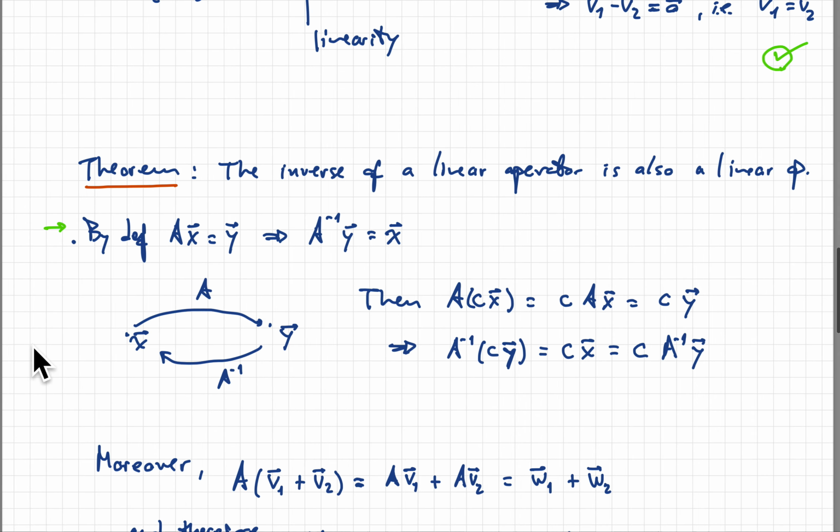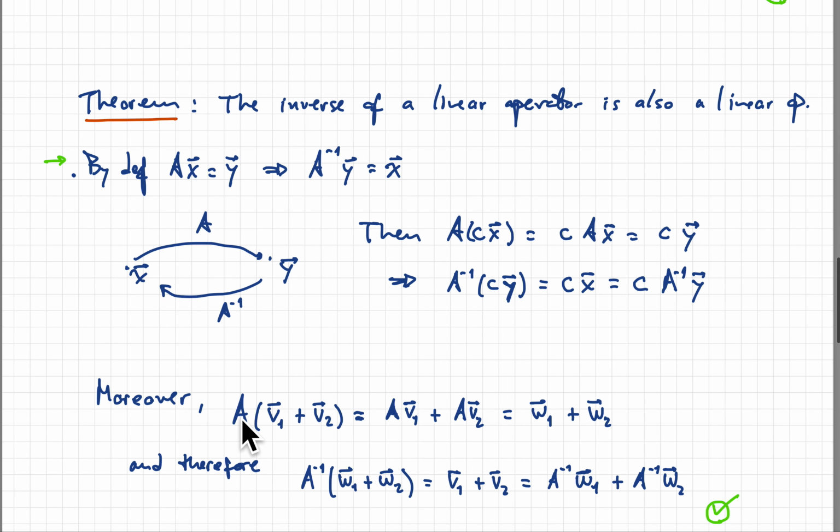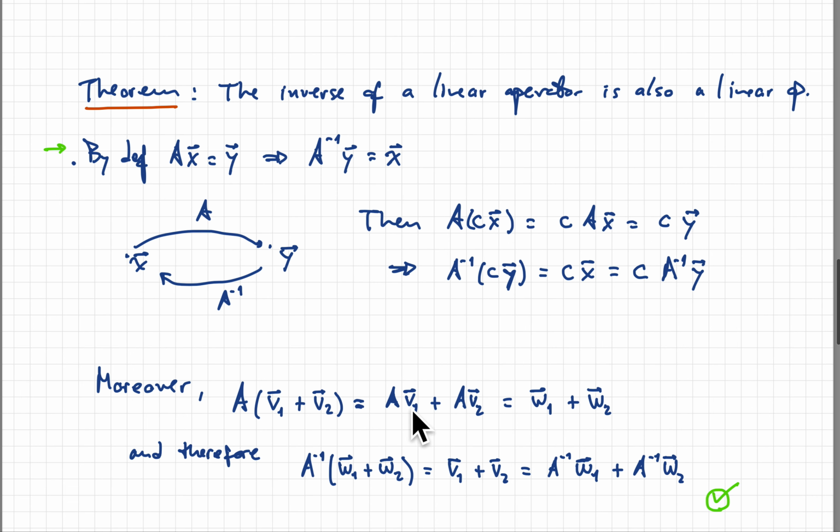Now, what about the sum of two vectors? Well, we know that A applied to the sum of two vectors is the sum of the two results: A applied to the first vector plus A applied to the second vector. Let's assume that this result, AV1, is W1, and AV2 we call W2. And so A inverse applied to W1 is V1, and A inverse applied to W2 is V2. We know that. And what about the sum?